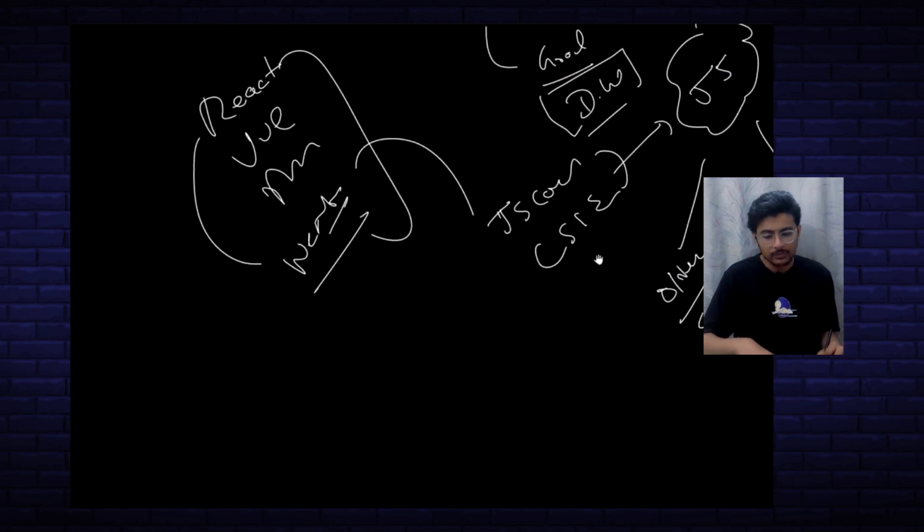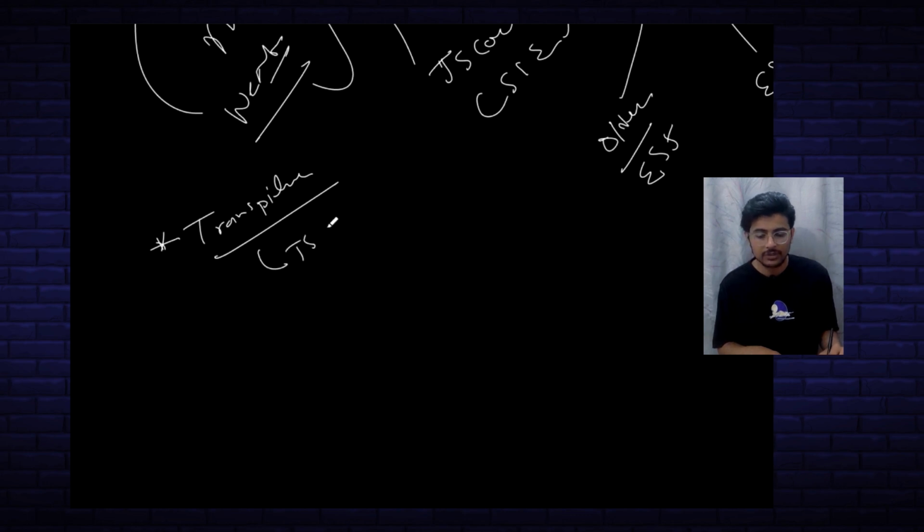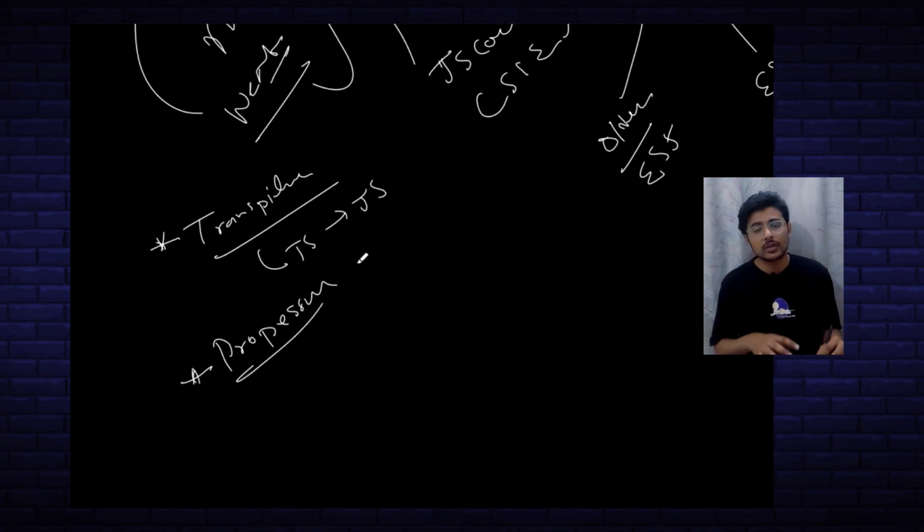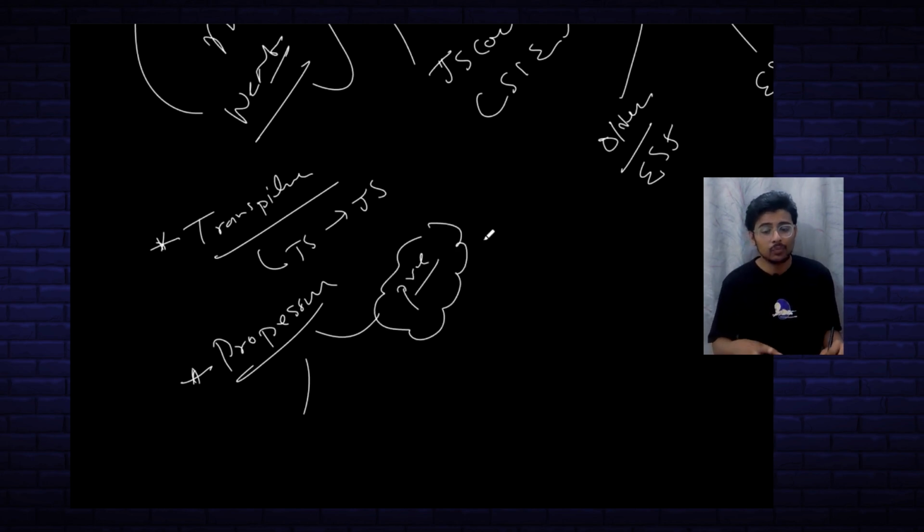Now let me tell you a few terms. If you want to convert one programming language into another, the term we use for that is transpiling, and we call them transpilers. So a transpiler converts one language into another, for example TypeScript to JavaScript. And then we have processors. We have two types of processors. One is a preprocessor. A preprocessor is used before compiling to main JavaScript.